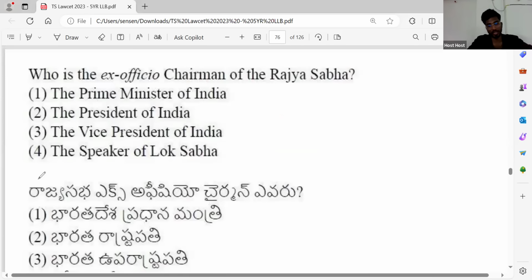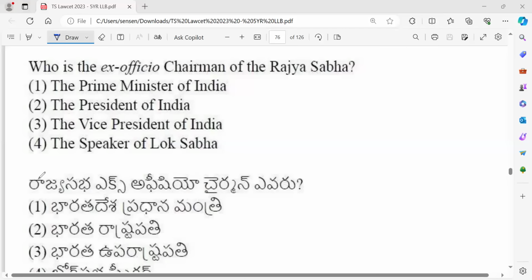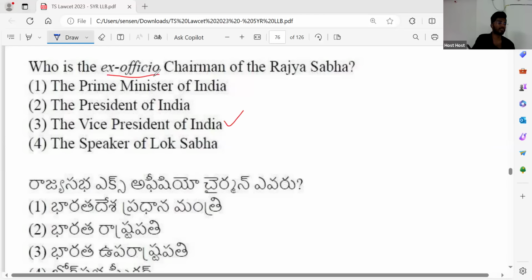Very important question again. Who is the ex officio chairman of Rajya Sabha? Vice President. Very good, guys. Vice President of India. What is the meaning of ex officio chairman? Ex officio means that whoever is assuming that particular office will automatically become some other thing. Like Vice President is the ex officio chairman of Rajya Sabha, which means that whoever becomes the Vice President will automatically become the chairman of Rajya Sabha.